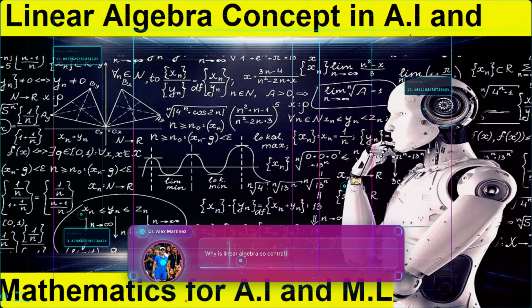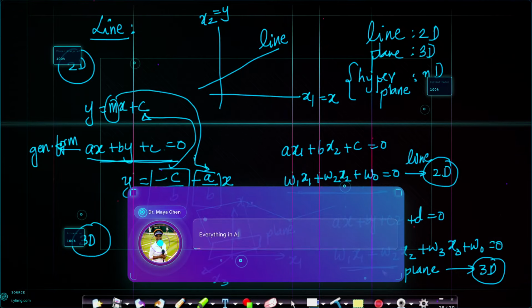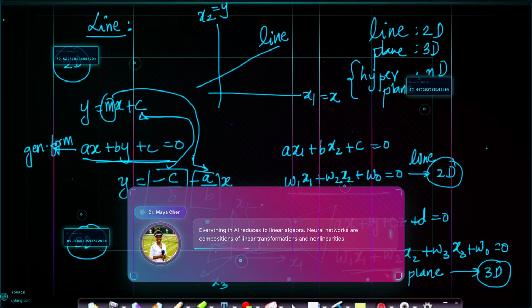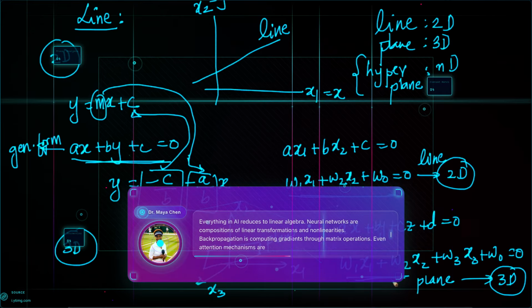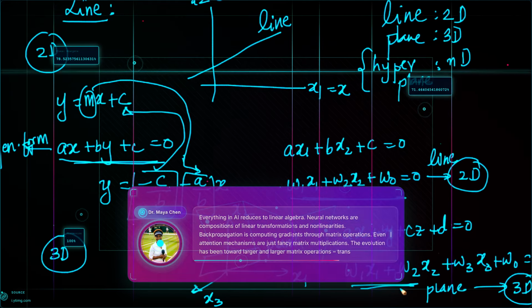Why is linear algebra so central to modern AI, and how has this relationship evolved? Everything in AI reduces to linear algebra. Neural networks are compositions of linear transformations and nonlinearities. Backpropagation is computing gradients through matrix operations. Even attention mechanisms are just fancy matrix multiplications.